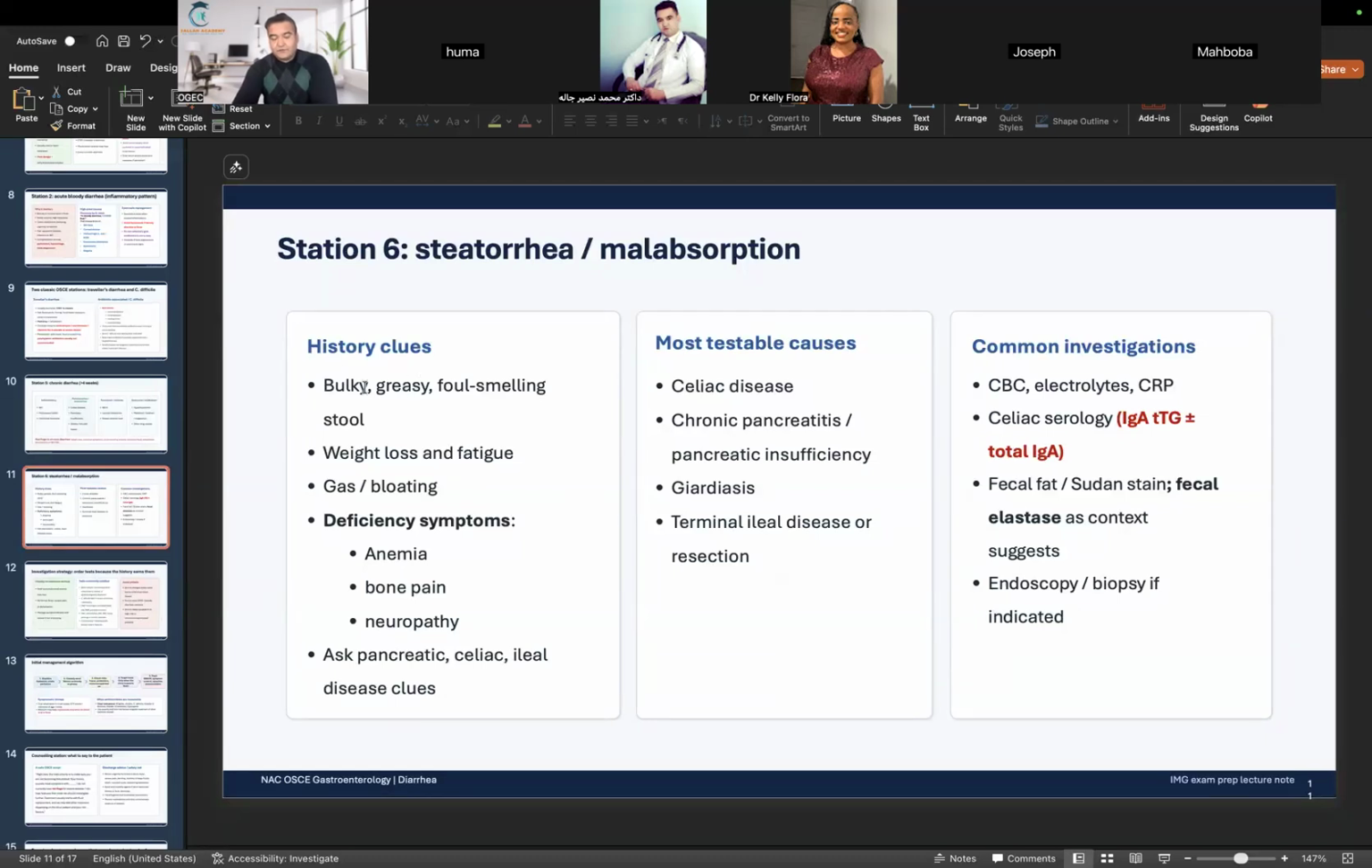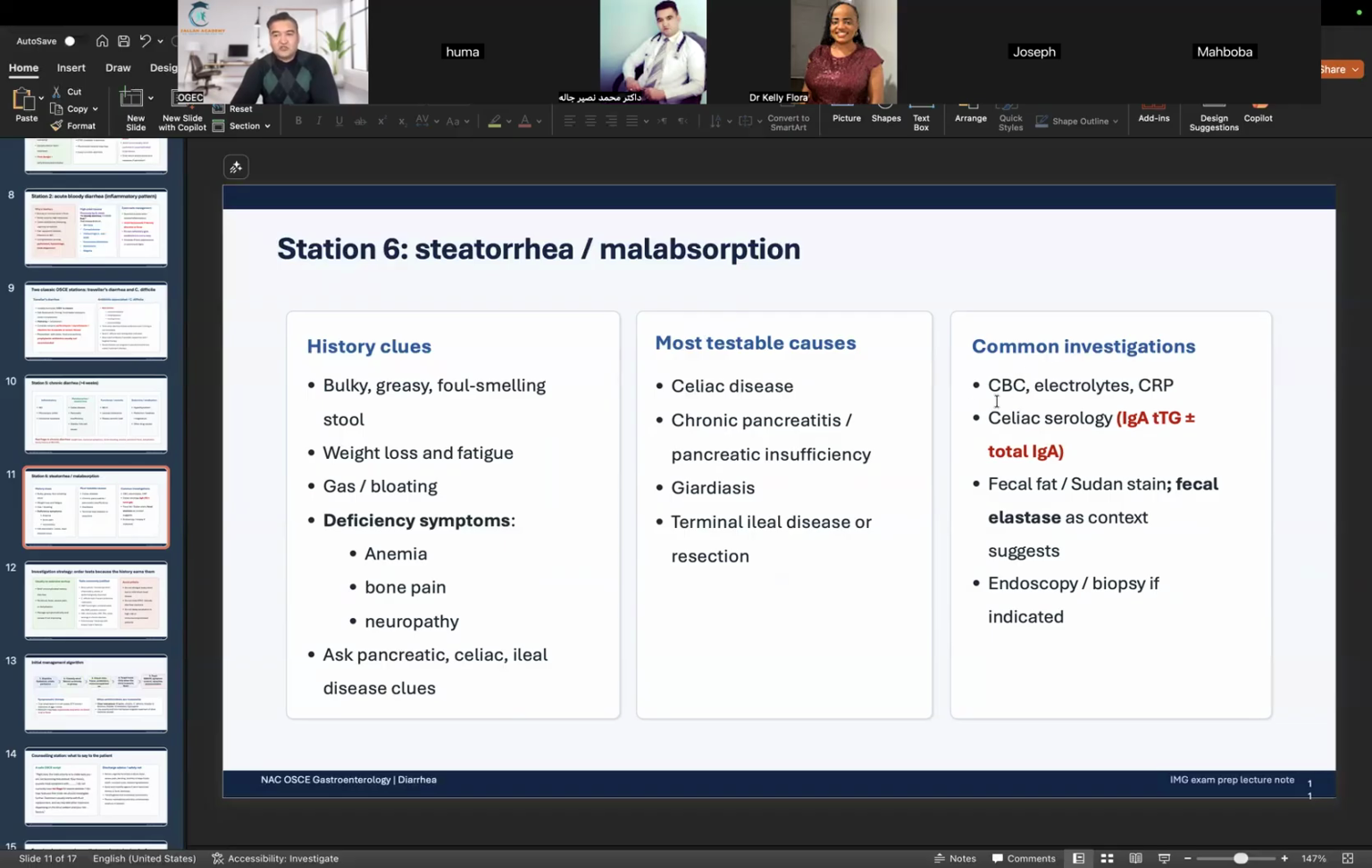Okay, so in the history, we need to ask what kind of stool it is, right? The color, the odor, the amount, the volume, the consistency, and if it has blood in it. Weight loss and fatigue, gas, bloating, which is going to be very high. Deficiency symptoms: the patient will have anemia, bone pain, neuropathy. Pancreatic, celiac, ileal disease clues. Most treatable causes could be celiac, chronic pancreatitis, pancreatic insufficiency, giardia, terminal ileum disease, or resection.